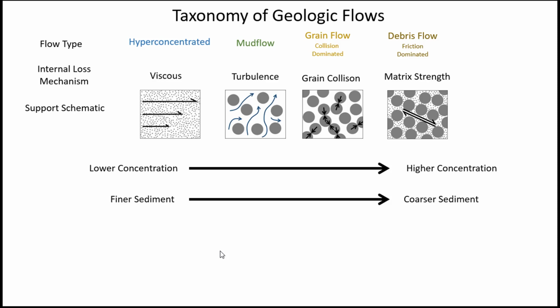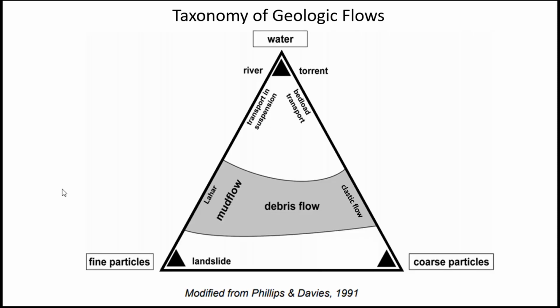And so, you can have a grain flow with a lower concentration of coarse material than a higher concentration of fine material. This is the Phillips and Davies taxonomy, which I think is pretty useful. It's one of these tripartite taxonomies where you have water, fine particles, and coarse particles. Basically, everything up here is the range of sediment transport that we're used to if you model sediment transport. Suspended load is over here if you're dominated by fine particles. Bed load if you're dominated by coarse particles.